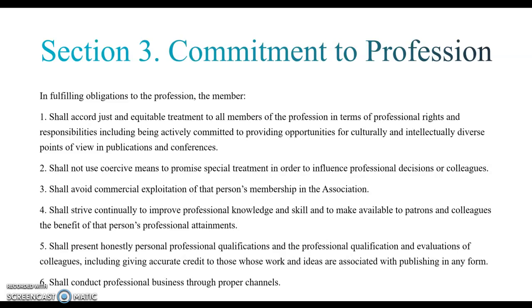Third, shall avoid commercial exploitation of that person's membership in the association. Fourth, shall strive continually to improve professional knowledge and skills and to make available to patrons and colleagues the benefit of that person's professional attainments. Fifth, shall present honestly personal professional qualifications and professional qualification evaluation of colleagues. Sixth, shall conduct professional business through proper channels.